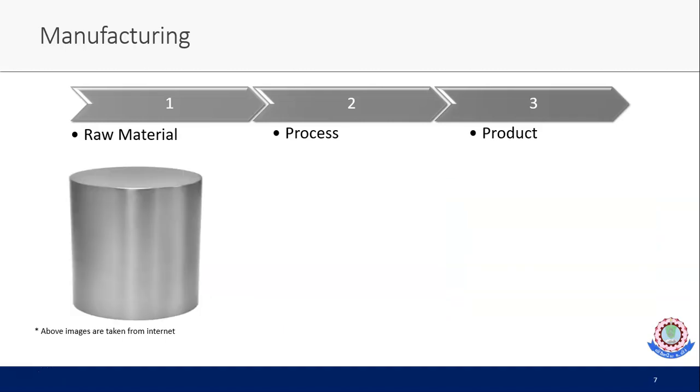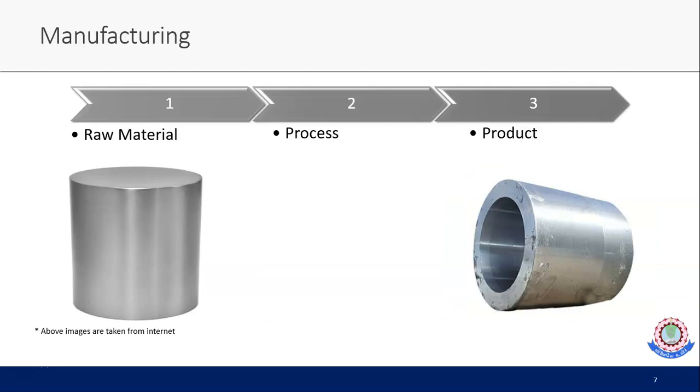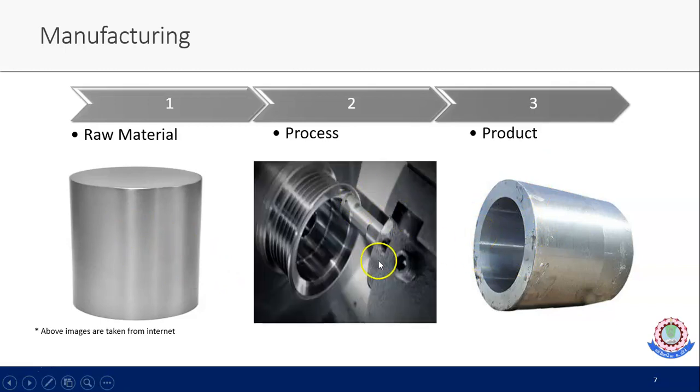This is our raw material, and the final product is this one, right? This is a solid cube. I will remove the material and make a hollow surface. This process is called a machining process, right? It's called a machining process.